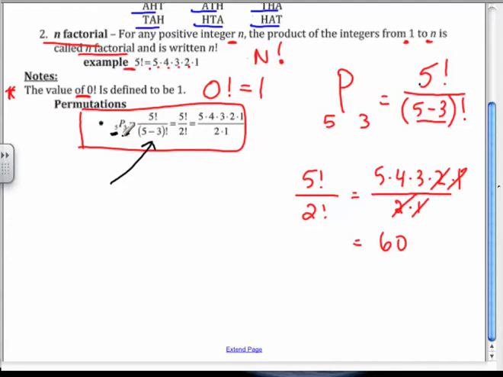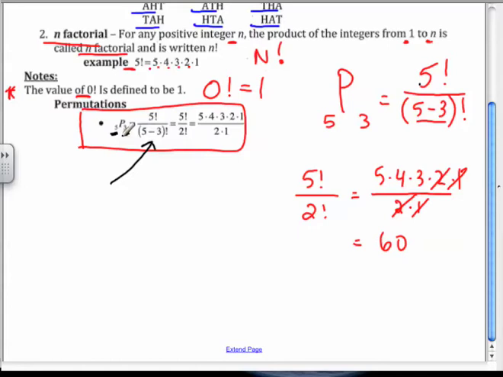Ruben. Does 5 factorial always equal 5 times 4 times 3 times 2? It does. Ruben's question was, does 5 factorial always equal 5 times 4 times 3 times 2 times 1? It does. And that always comes out to 120 if you just multiply that straight out. The reason we get 60 here is because we divided by 2 on the bottom.